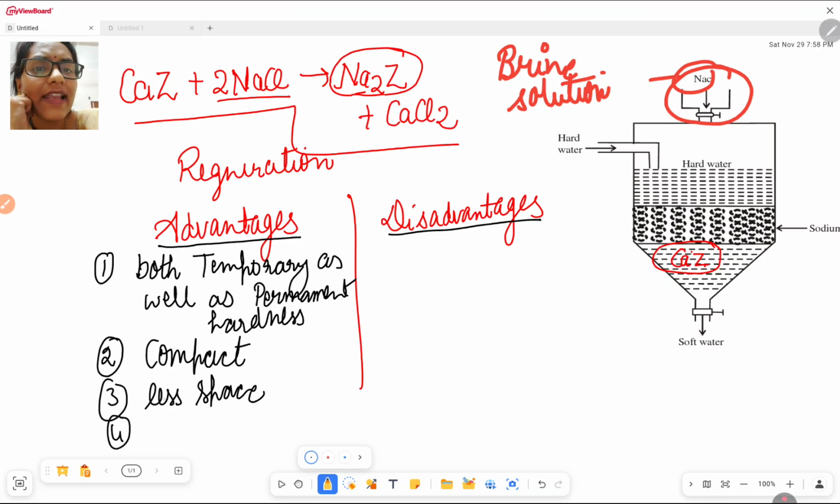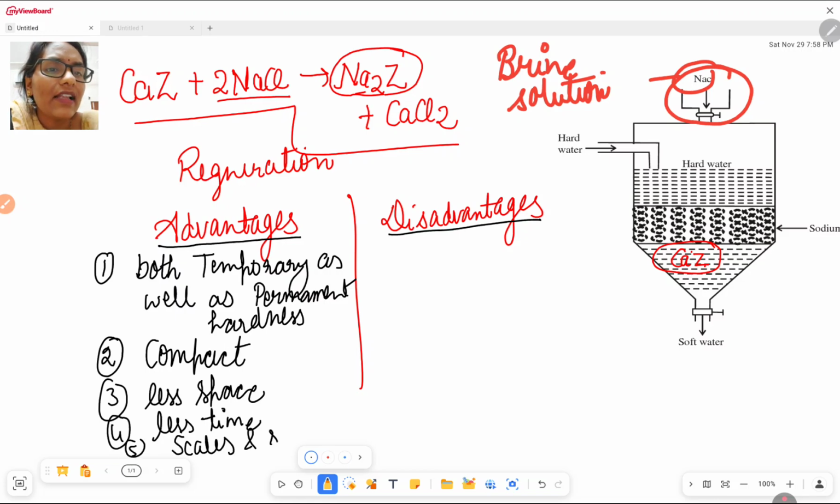Or we can also say it requires less time. There is no formation of scales and sludge. See, one more very good example. If there is a water system, anywhere in your kitchen water system, you can put it there, and there is no cost of pumping. So this is a very good advantage, there is no cost of pumping.